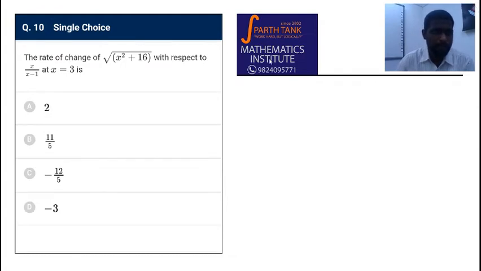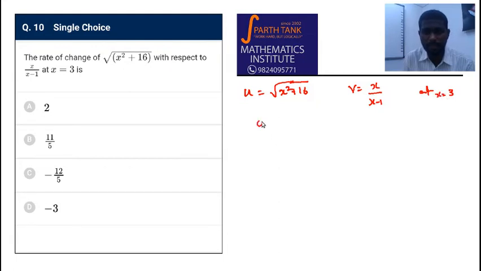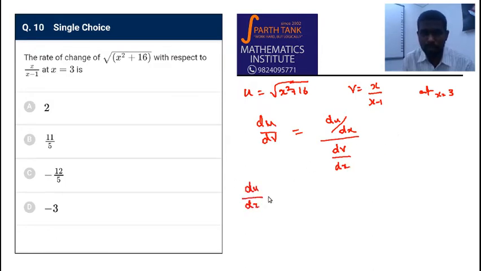Okay, question number 10. The rate of change of square root of x squared plus 16, let us call that u, with respect to x by x minus 1, let us call that v, at x is equal to 3. Basically they are asking you du by dv, the rate of change of u with respect to v. We know this is nothing but du by dx by dv by dx. How much is du by dx? Du by dx is simple. It is just 1 by 2 square root of x squared plus 16 into 2x. Right? You differentiate this. Don't forget to differentiate this.